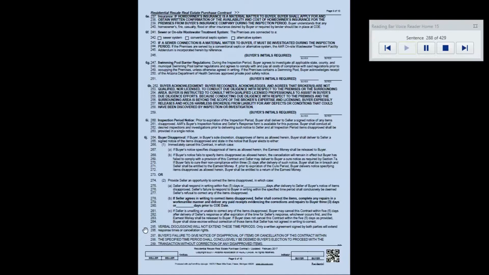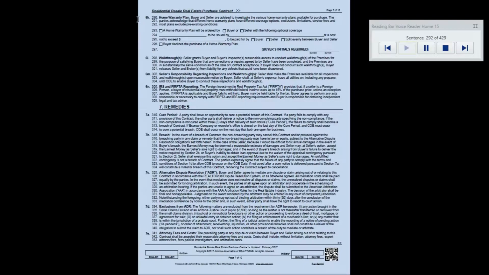Verbal discussions will not extend these time periods. Only a written agreement signed by both parties will extend response times or cancellation rights. Buyer's failure to give notice of disapproval of items or cancellation of this contract within the specified time period shall conclusively be deemed buyer's election to proceed with the transaction without correction of any disapproved items.